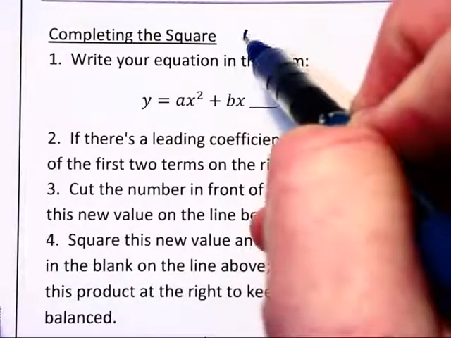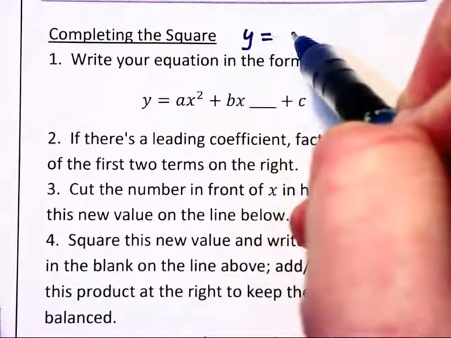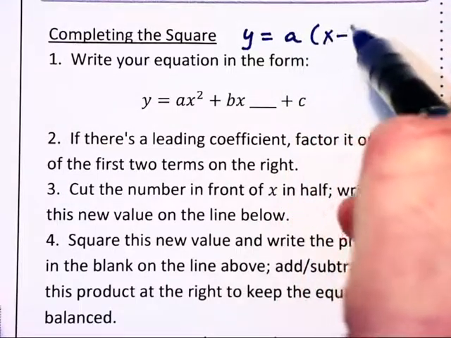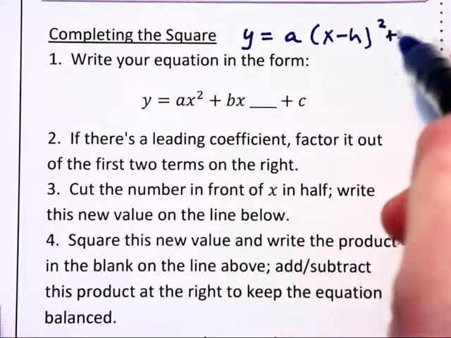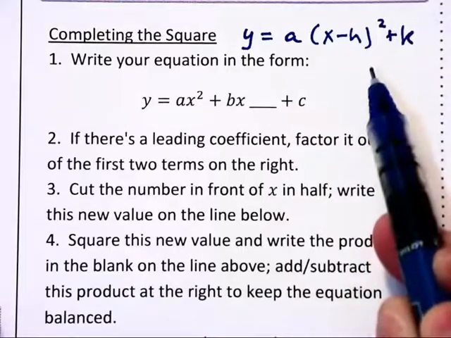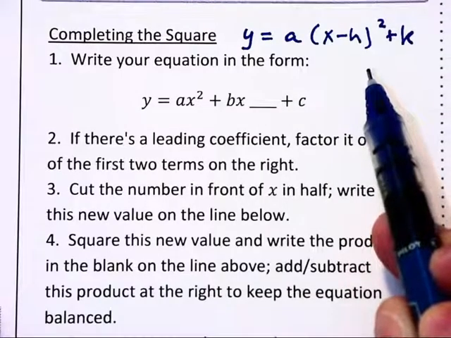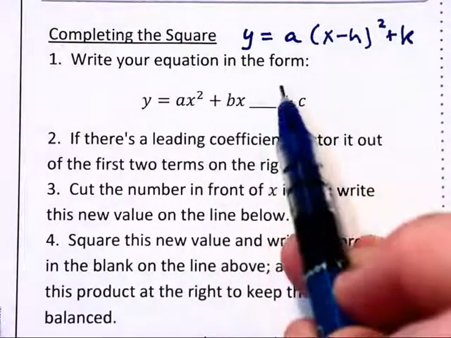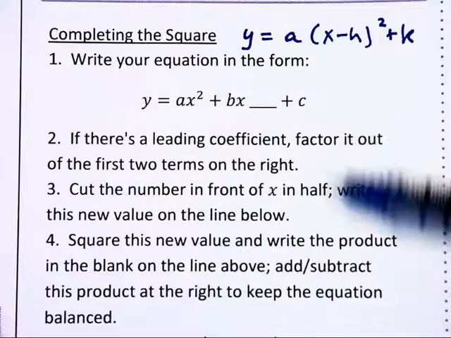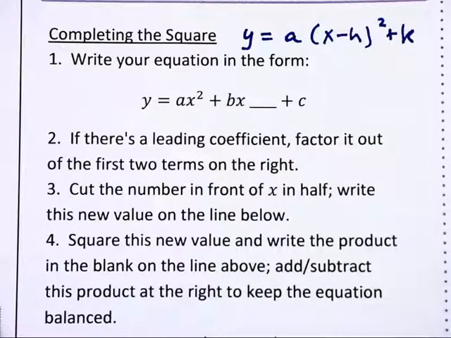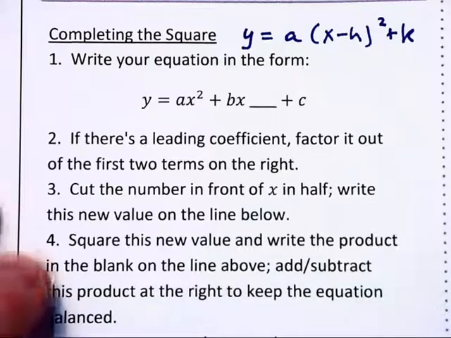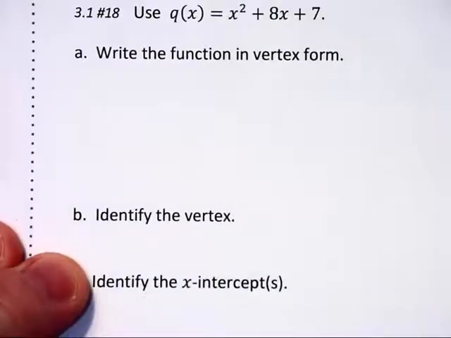Functions are not always given to us in the form y equals a times (x minus h) squared plus k, which is known as the vertex form. So we need to complete the square sometimes. Please read through these steps, and I'm about to show you how to do this as we turn the page. Let's look at this first function.